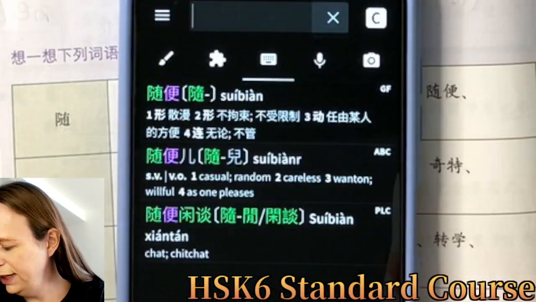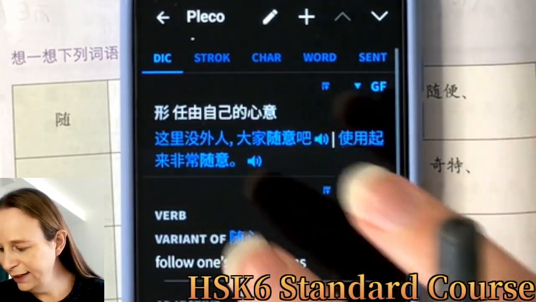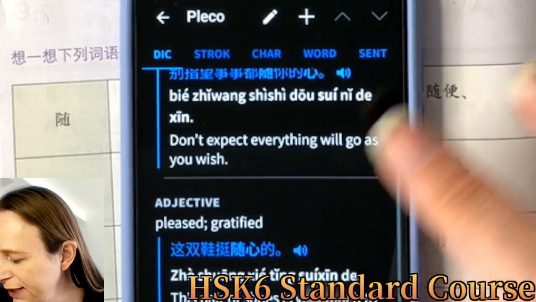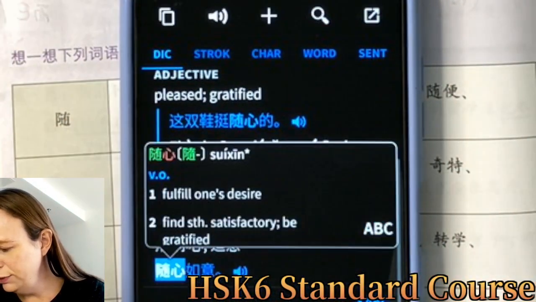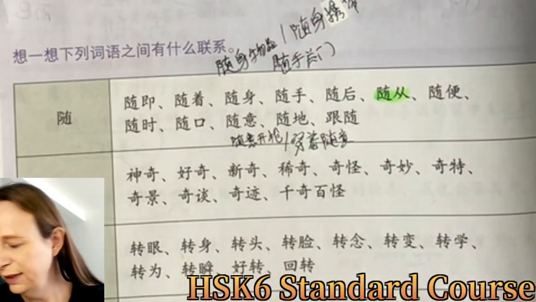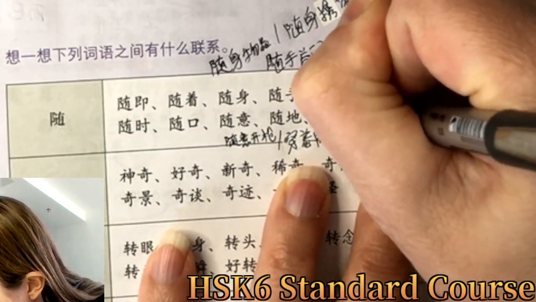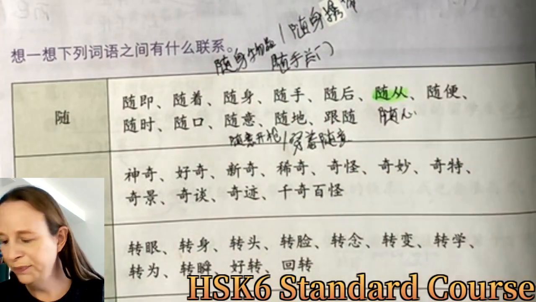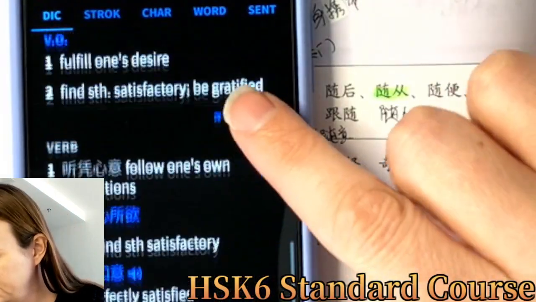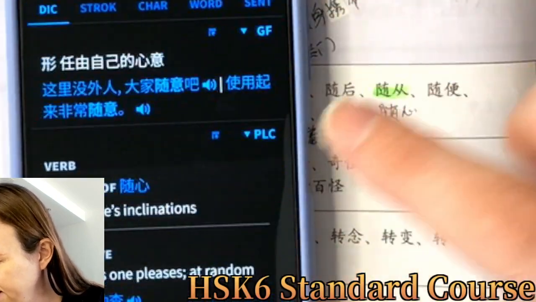Yeah. 随意. 随心. Oh yeah. I've encountered this one. 随你的心. 随心. Yeah. 随心如意. Okay. Let's jot down 随心. We'll add that to the list. 随心, 随心, yeah. 随心所欲. All right.